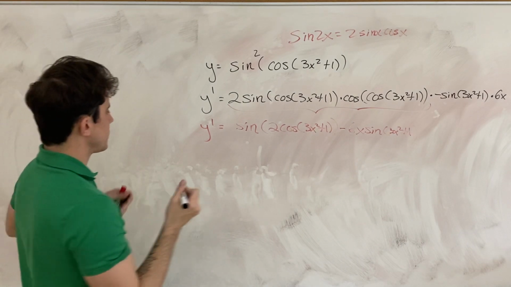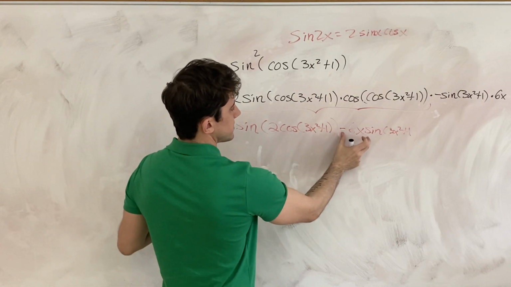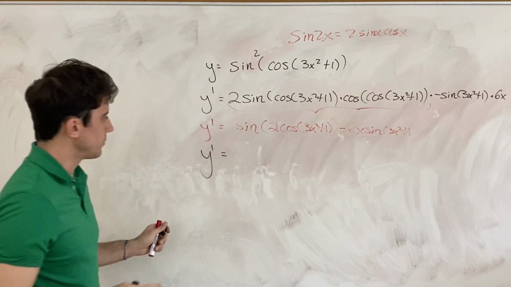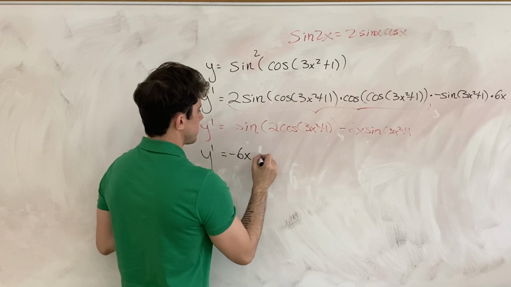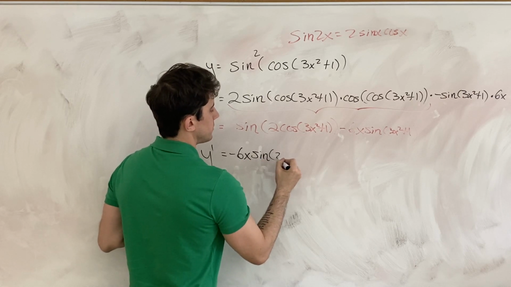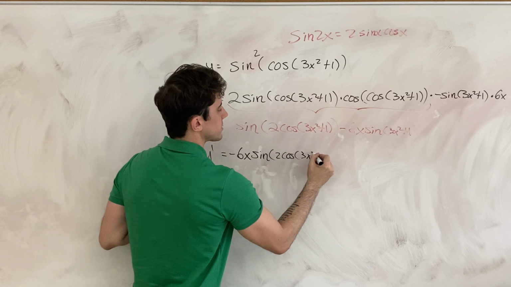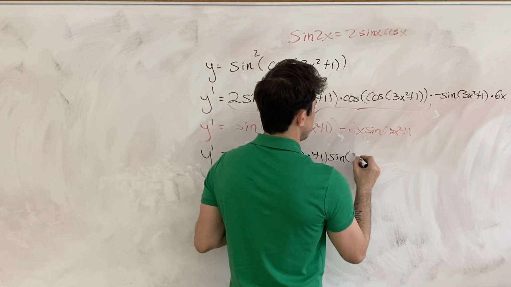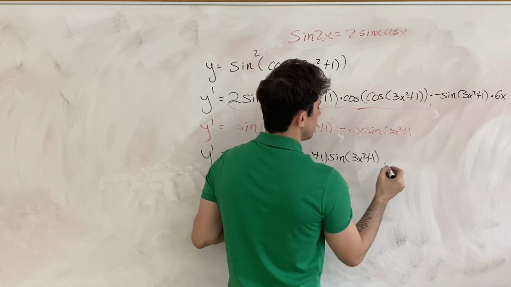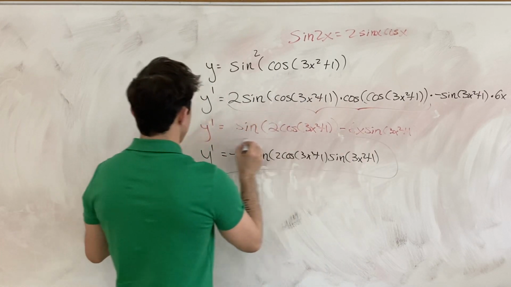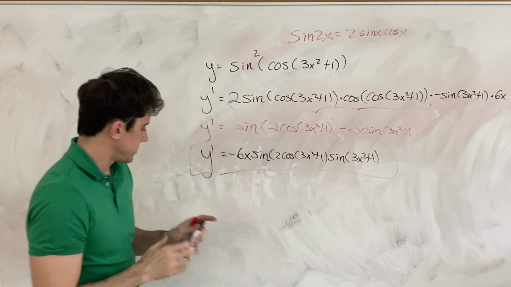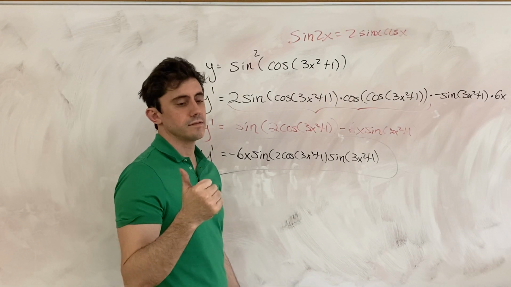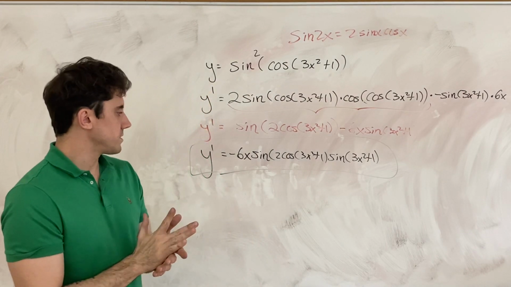And to make things as simple as possible, I'll move that negative 6x out front, and I'll write y prime in its simplest form as negative 6x sine of 2 cos of 3x squared plus 1 times the sine, again, of 3x squared plus 1. And there we have it, okay? So again, this gives us the slope of the tangent line to the curve at any point on the curve, okay? Hope this helps. Thank you for watching.